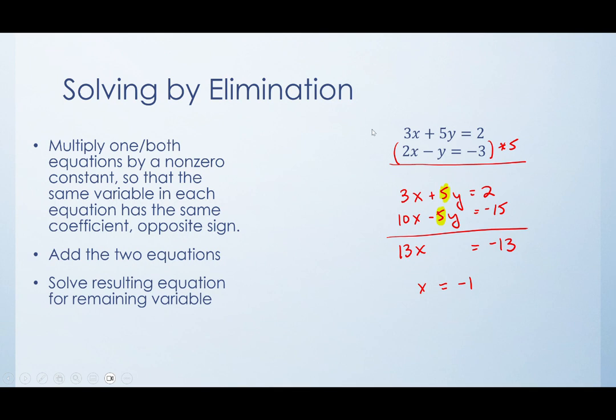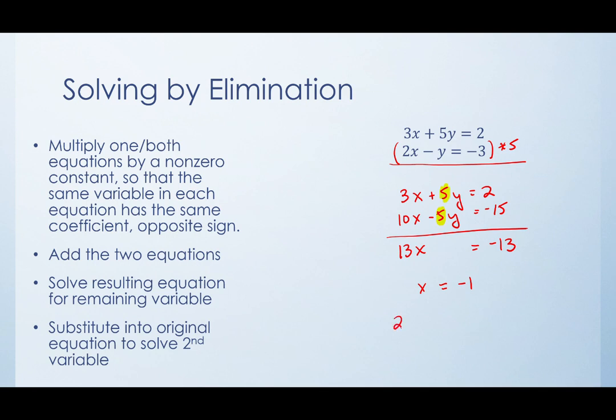We are going to solve the resulting equation for the remaining variable. We did that. What we need to do now is to substitute into the original equation, either one of them, to solve for our second variable. So usually here you're going to pick whichever one looks easier to solve for. And so I'm going to substitute into the second equation.